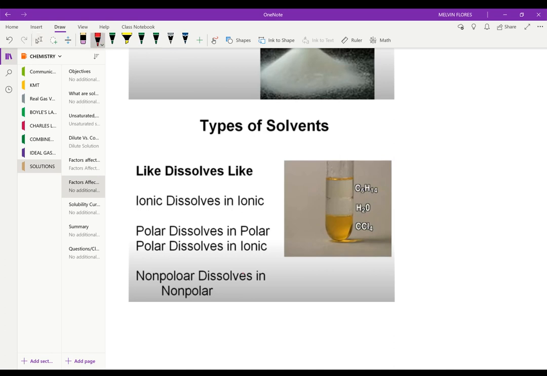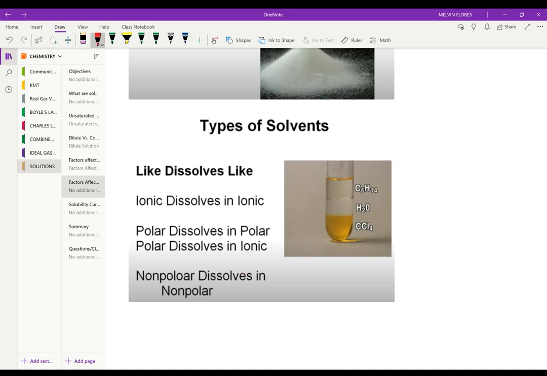Okay, another one is polar dissolves in polar. So for example, any polar molecules can dissolve in any polar solvent, or a polar solute dissolves in a polar solvent. And then we have another one, nonpolar dissolves in a nonpolar solvent. For example, oil and water. Oil is nonpolar and water is a polar molecule.